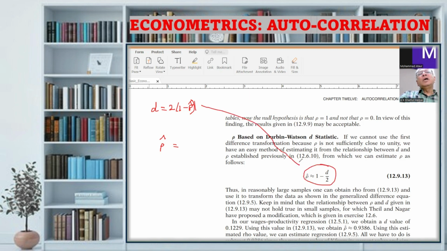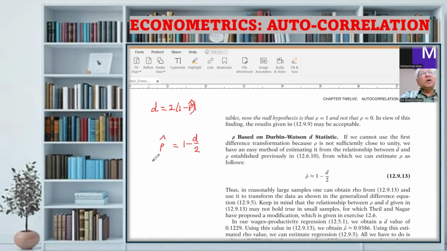So from here, I can solve this. I know the rho hat because D is known. Darwin has already given us D. So if Darwin has given me D, then rho hat is equal to 1 minus D divided by 2. So that's another way. Previously I was assuming rho equal to 1, the first difference method. But now I can actually estimate rho, as rho hat equal to 1 minus D divided by 2. And D is already known. So the idea is that I can actually estimate rho hat.